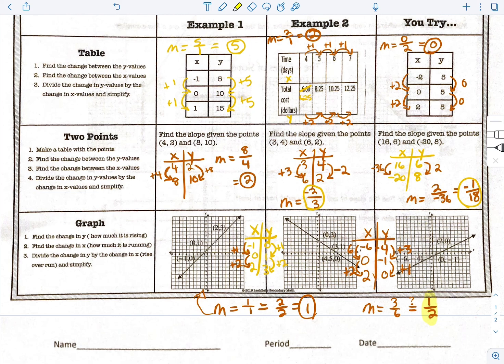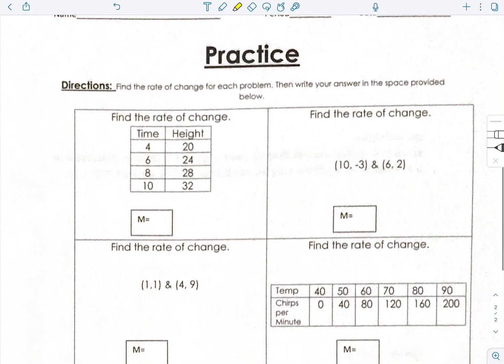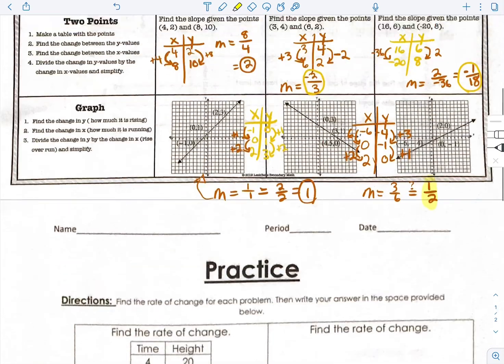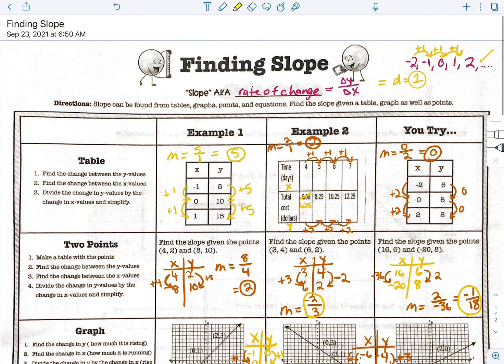So that's it, guys. What I want you to do now is to go through the practice worksheet, complete it, and turn it in because it's due at the end of class.